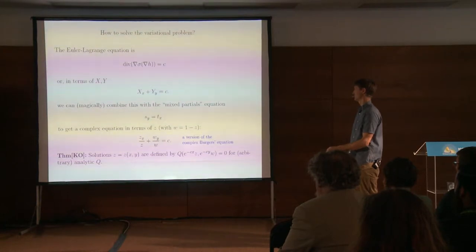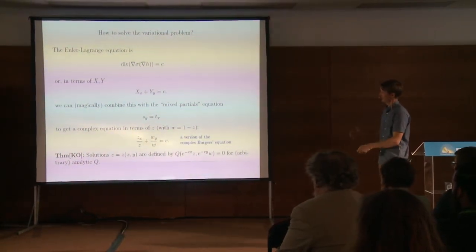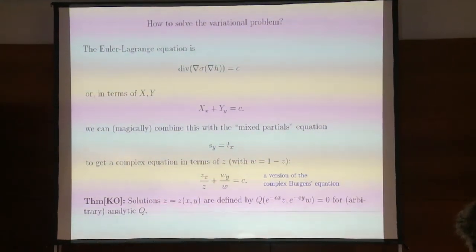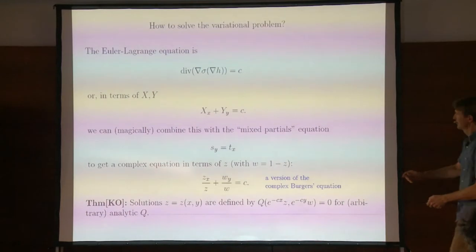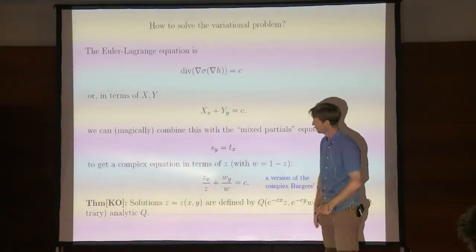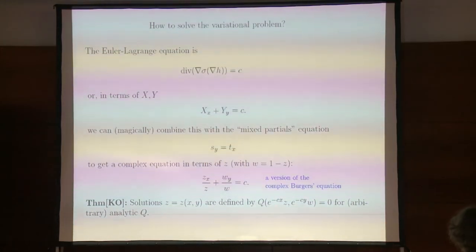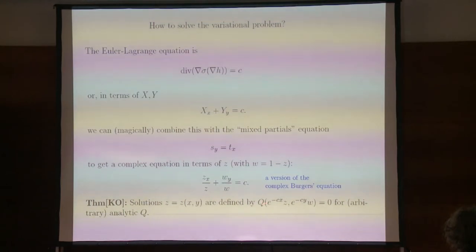These slides are not the most up-to-date slides, but this equation is a first-order PDE. You can solve it by a method of characteristics, and you can parameterize solutions by analytic functions. For this talk, you might as well take this constant here to be zero. Don't worry about what the constant means. So take it to be zero, then if you take the appropriate limit of this equation when c goes to zero, this will simplify. The theorem is that if you want to solve this equation, you just take any analytic function Q of two variables. You write this equation Q of e to the minus cx z, e to the minus cy w equals zero, and you think of this as an implicit equation for z as a function of x and y.